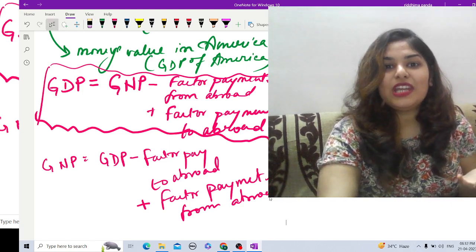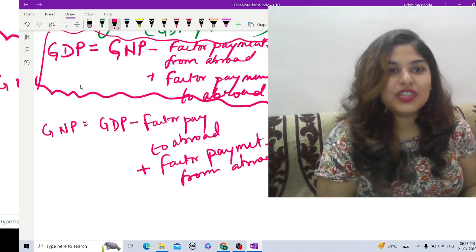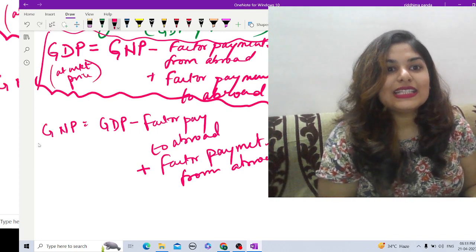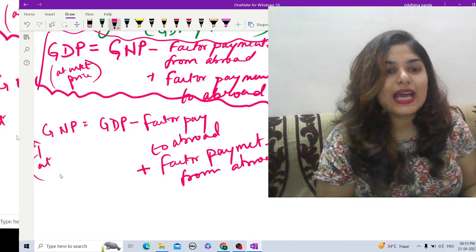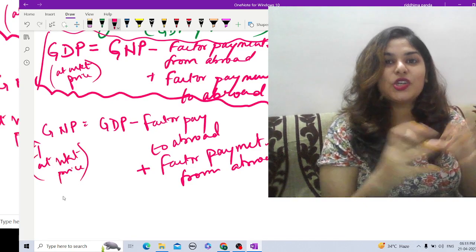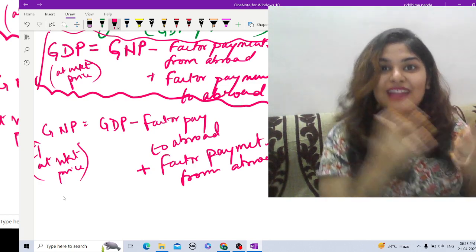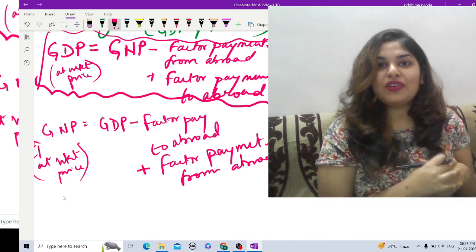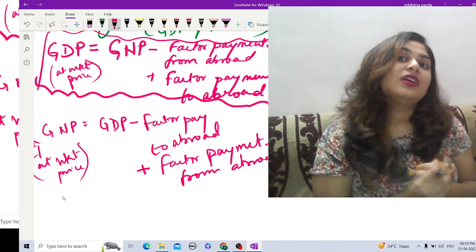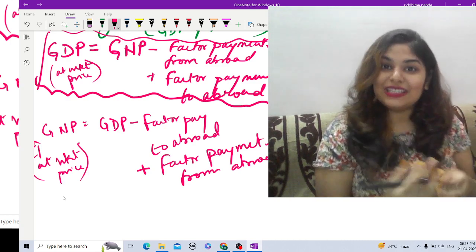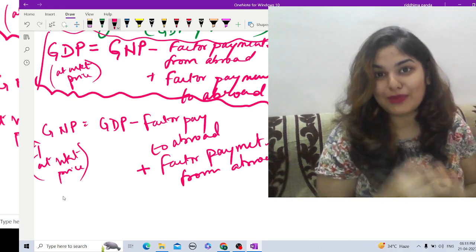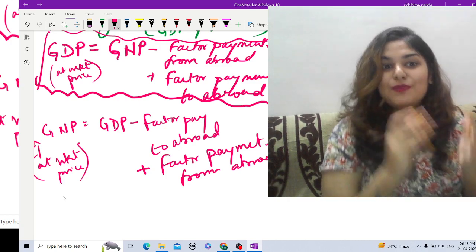Now this GDP is calculated at market price. This GNP is actually calculated at market price. What does market price mean? This includes the indirect taxes, and subsidy is not included. So whenever we try to find out the actual value of the product, we have to find out the particular product at the factor cost to calculate the national income, and we will see how we are going to calculate one by one. So this is our GNP at market price.